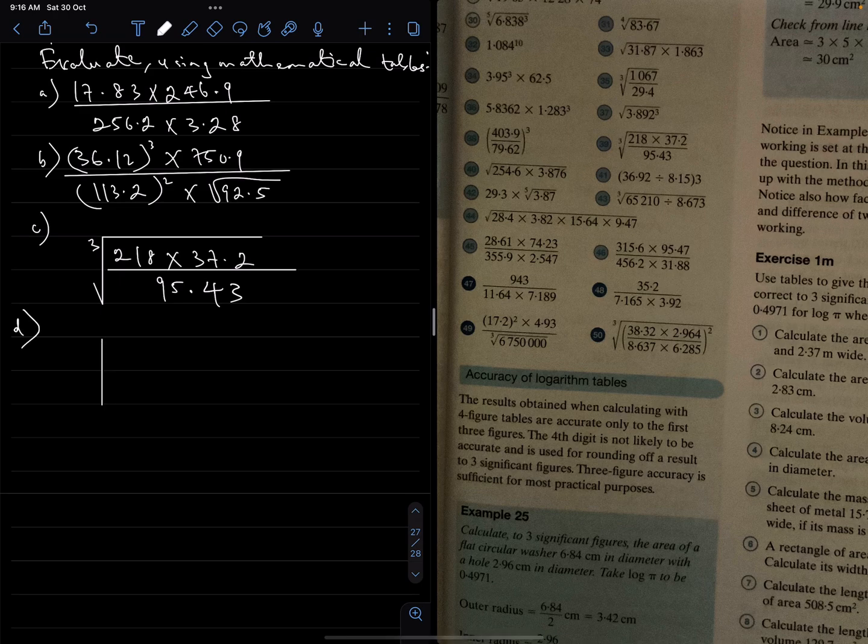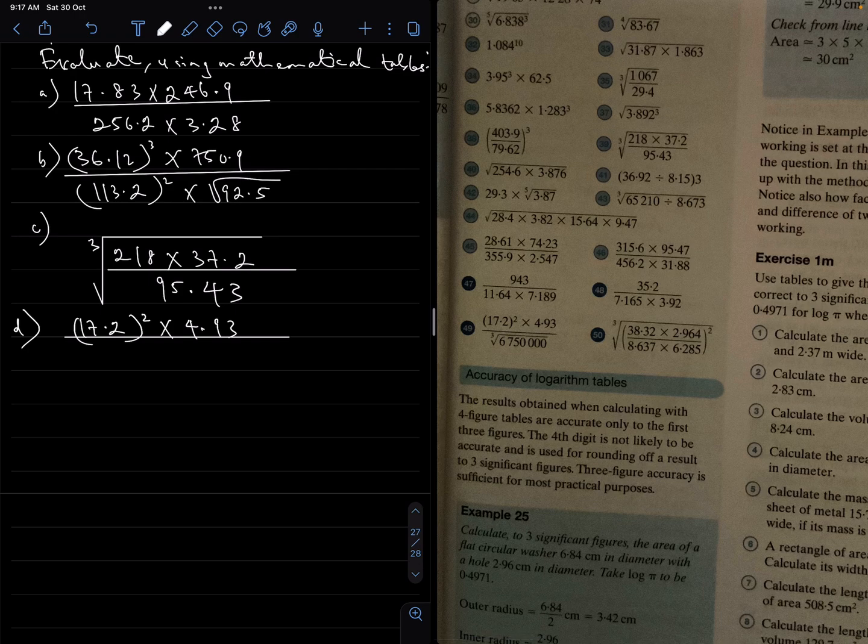Cube root. Doesn't necessarily have to be cube root, it could be anything. No, let me even pick this. 17.2 squared times what? 4.93 divided by what? Can you see the one I'm picking? This one. Yeah, number 49.